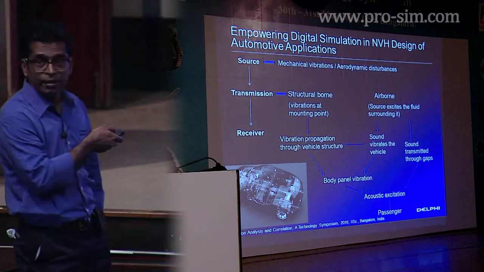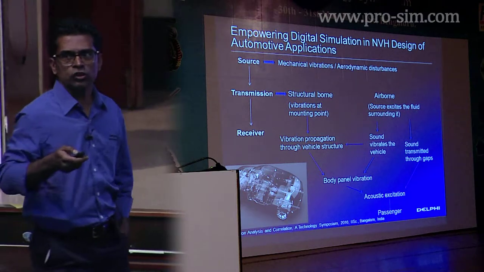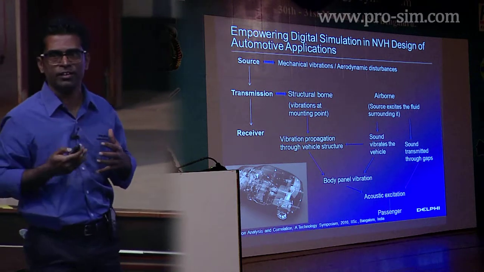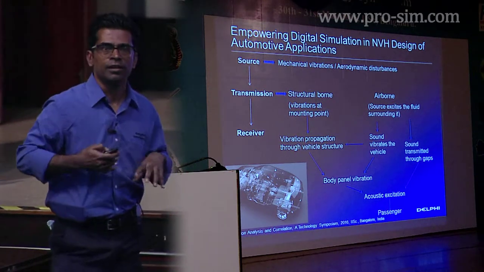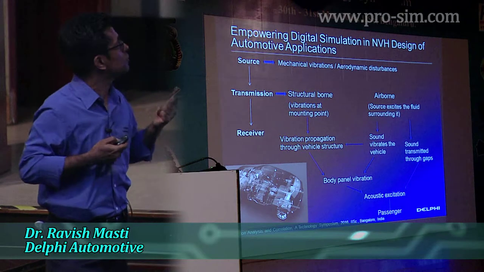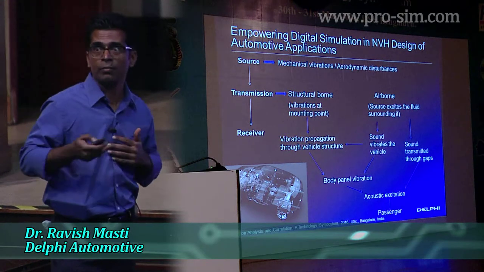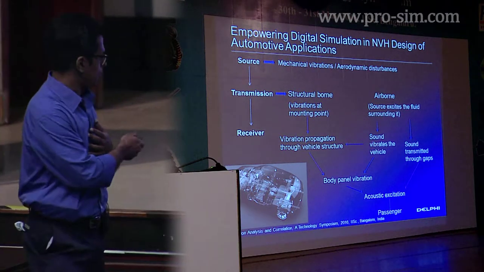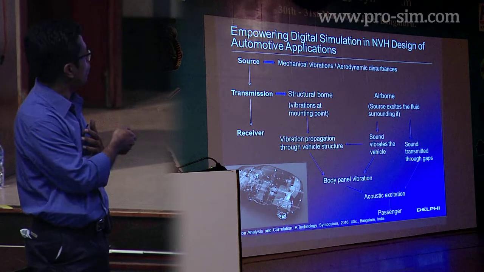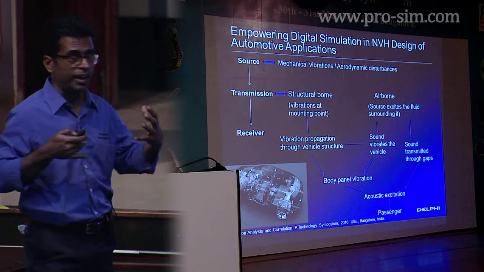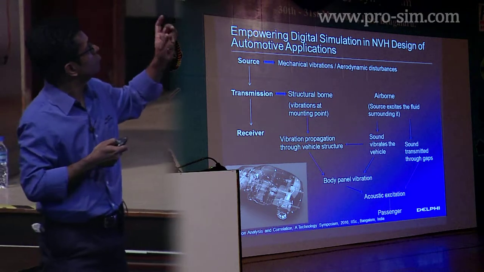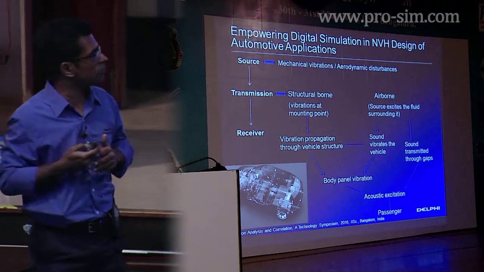The source could be mechanical vibrations. For example, when an engine operates, there is the movement of masses, some reciprocating, some rotating, even the valve trains and the piston moving. There's also combustion happening within the cylinder, and all these are mechanical excitations. But sometimes there are also aerodynamic disturbances. For example, if you consider a vehicle with side view mirrors and the vehicle passes, there are aerodynamic interactions between the fluid, that is the air, and the side view mirror. This is another kind of source of excitation.